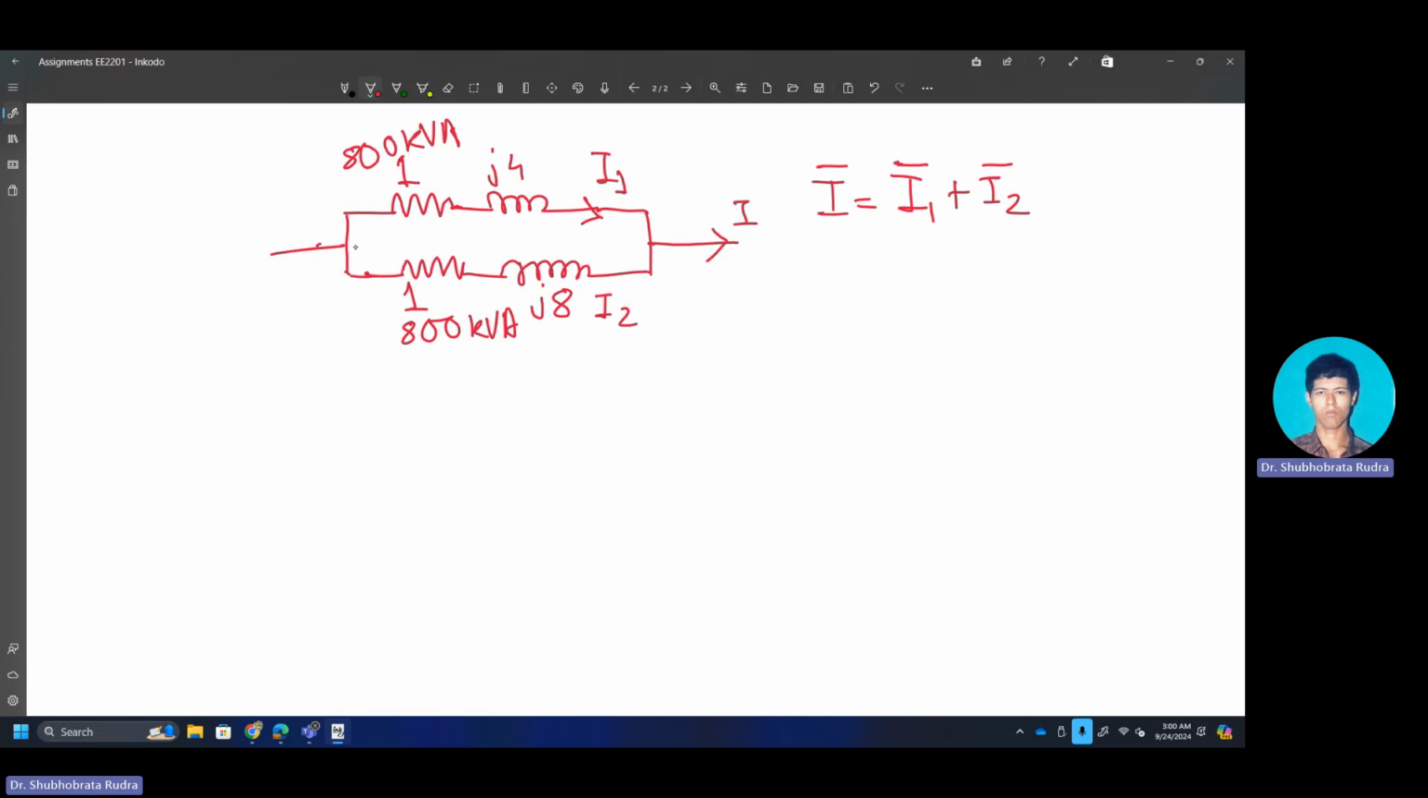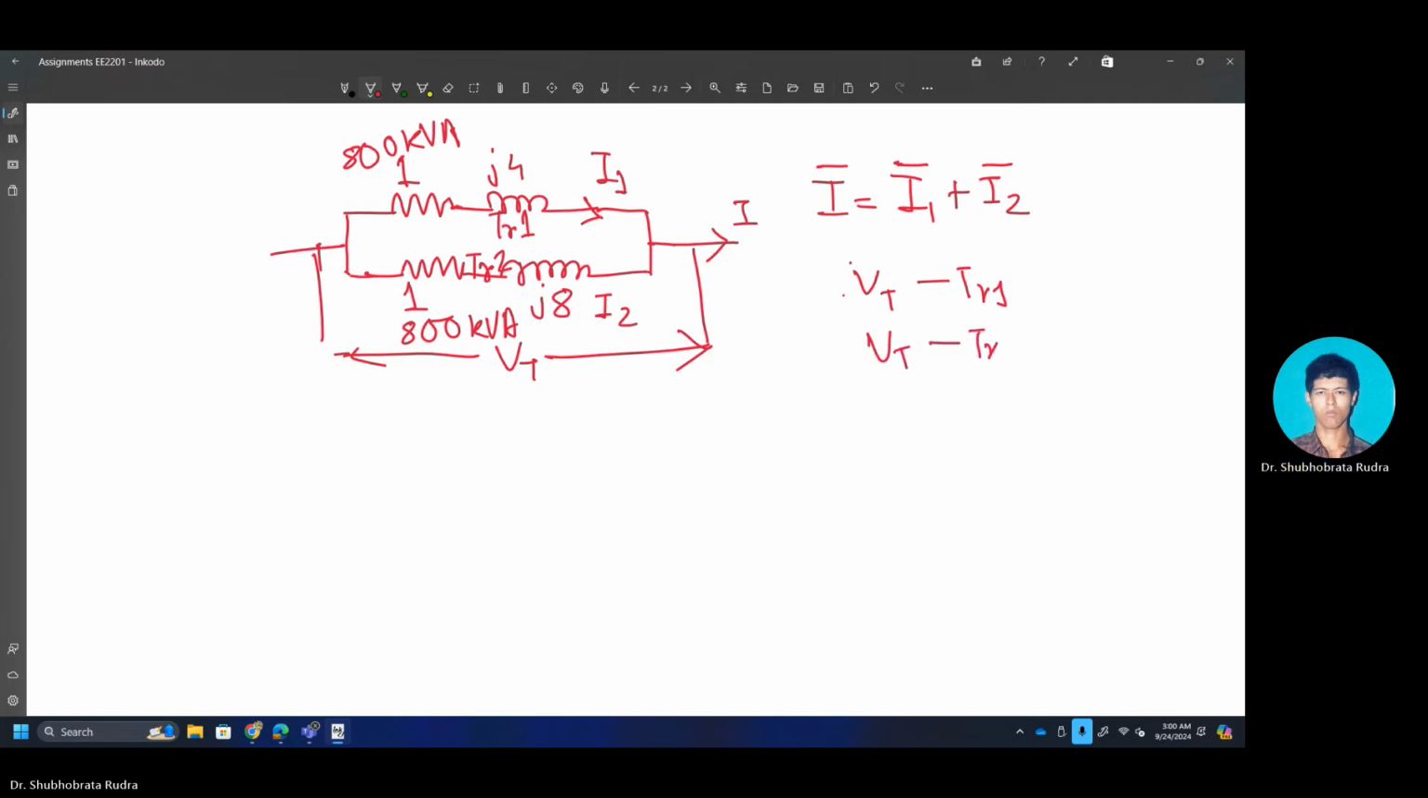Please try to understand when you have connected this in this fashion. The drop across this parallel branch is the same for both. Say this is transformer 1 and this is transformer 2. So the drop is the same for transformer 1 and 2. If this drop is the same, dt is the same drop across transformer 1 and also dt is the same drop across transformer 2.